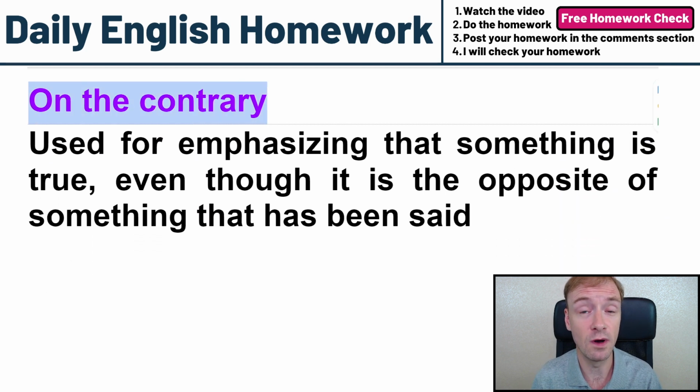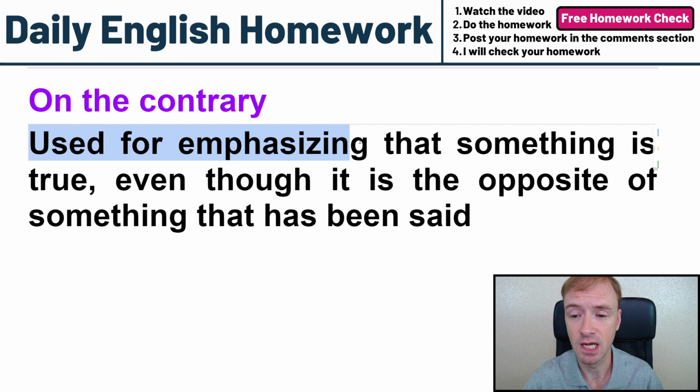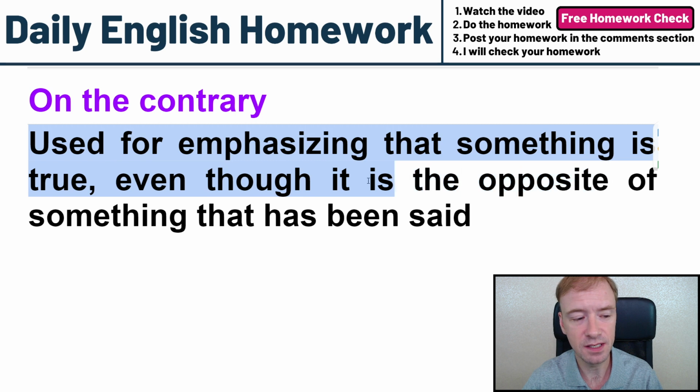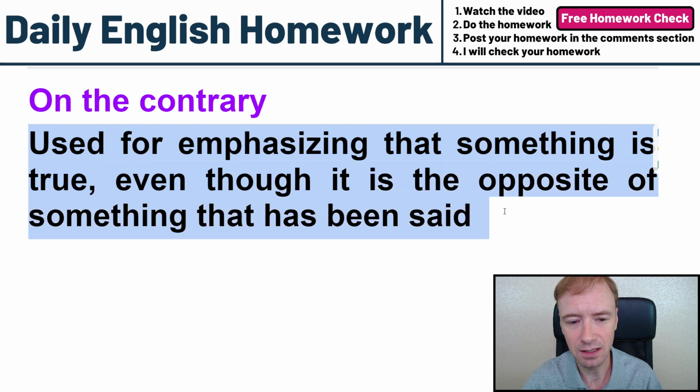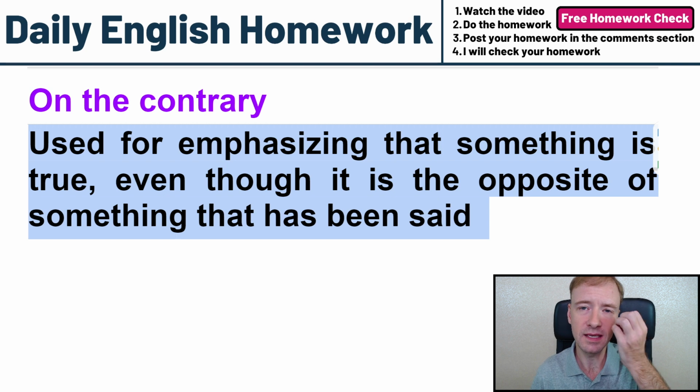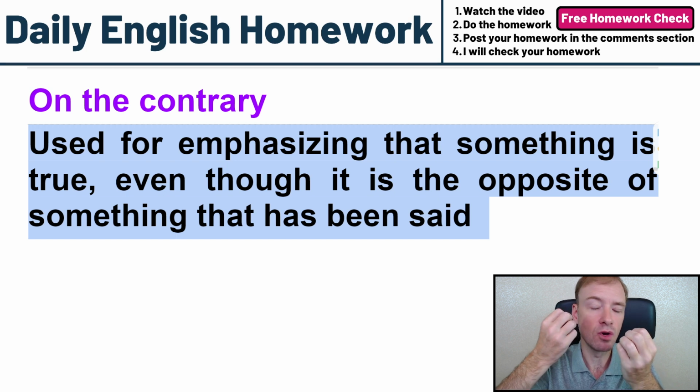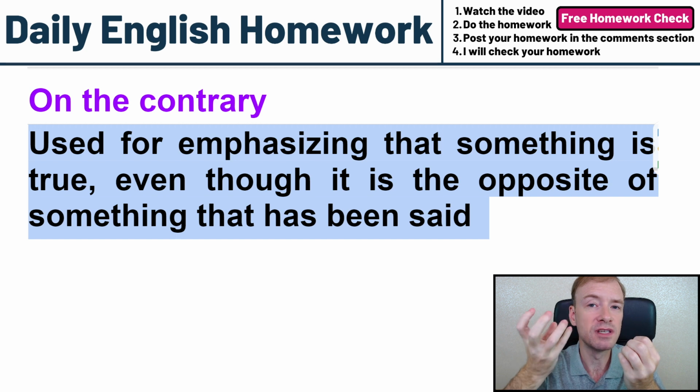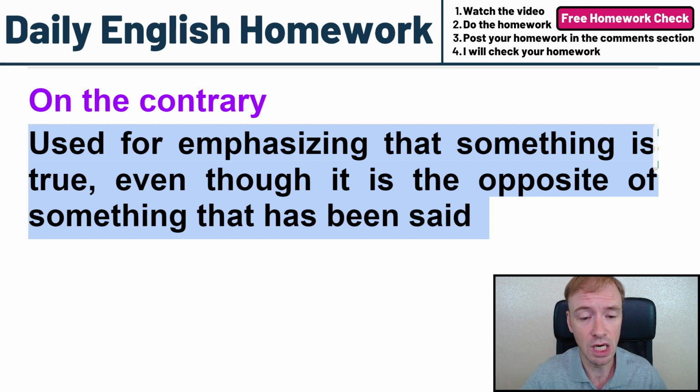So this is the big one that confuses everyone. And I will do my best to explain it. And it's not that difficult. Let's look at what it says here. It's used for emphasizing that something is true, even though it is the opposite of something that has been said. So yes, something is said, something is mentioned, and you're going to use on the contrary to emphasize the truth that this sentence is not true or not right.